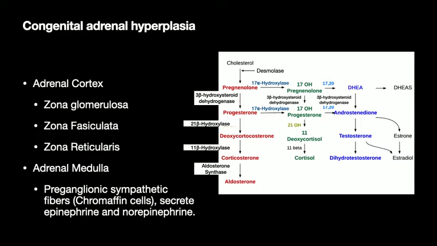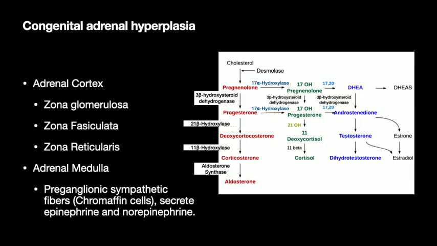Desmolase converts cholesterol into pregnenolone, which can undergo the mineralocorticoid pathway in the zona glomerulosa, the glucocorticoid pathway in the zona fasciculata, and the sex hormone pathway in the zona reticularis. The mineralocorticoid pathway results in the production of aldosterone.